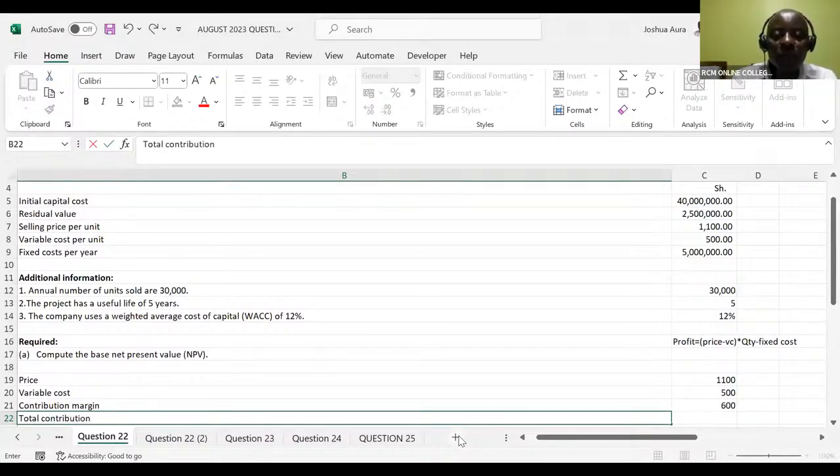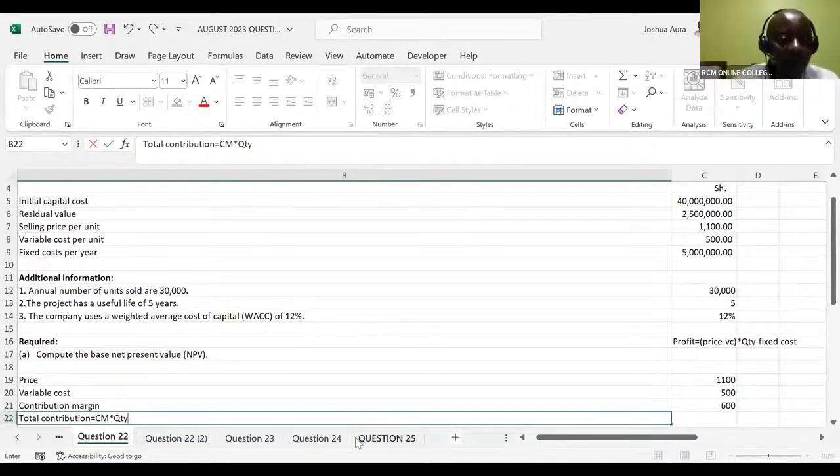And how do we get this total contribution? We shall take CM times quantity. Contribution margin that you have just obtained here times quantity.